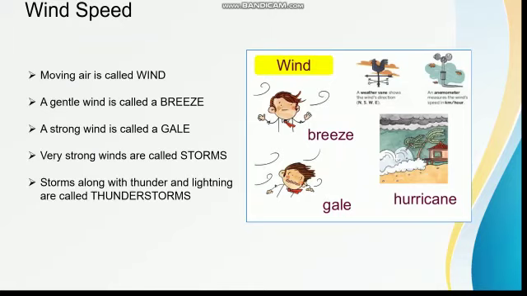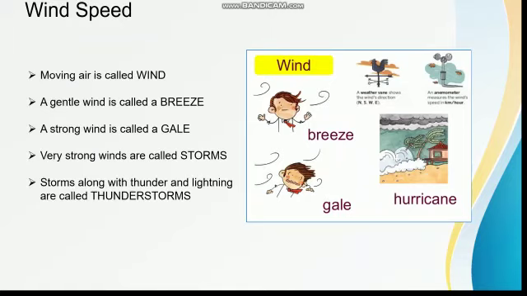We can feel air when it blows. Moving air is called wind. A gentle wind is called a breeze, whereas a strong wind is called a gale. Very strong winds are called storms. Storms that occur along with thunder and lightning are called thunderstorms. Wind affects the weather of a place.